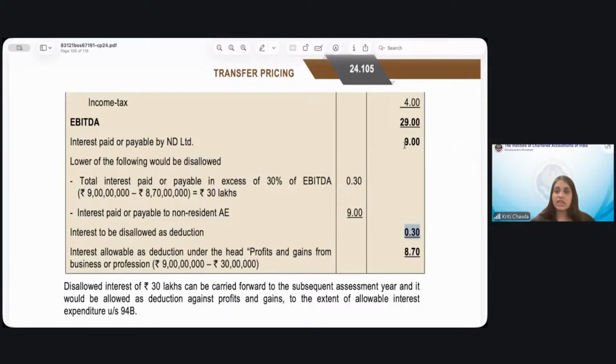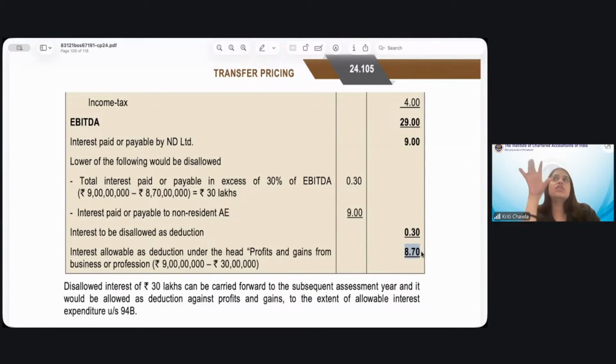So what is the interest? Total interest is 9 crore. What will be disallowed? It will be 0.30 that will be disallowed for deduction. So what will be the allowed amount under PGBP? Well, it will be 8.7 crores that will be allowed. So this is how you need to address the question.